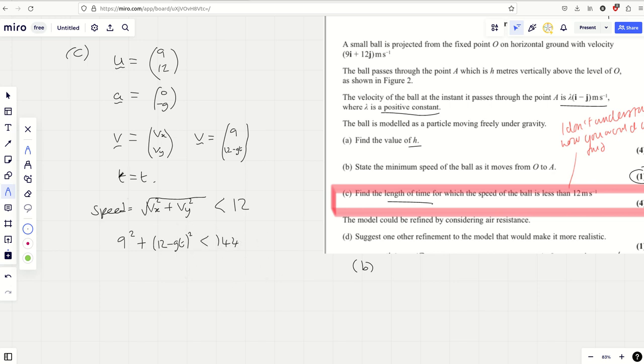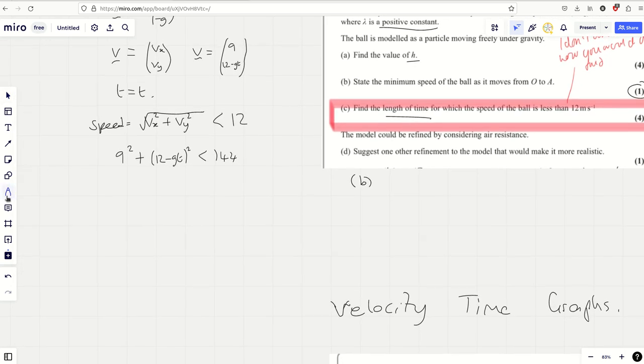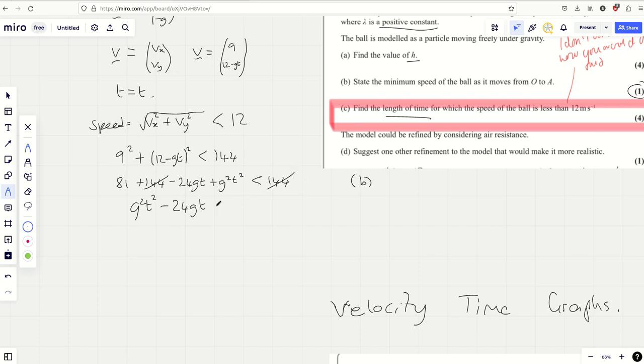Now this is looking suspiciously like a quadratic inequality. Let's multiply it out. We get 81 plus 144 minus 2 times 12 times gt, so that's minus 24 gt, plus g squared t squared, is less than 144. Now I'm going to bundle everything on one side so it's a more recognisable quadratic: g squared t squared minus 24 gt. The 144 here cancels with the 144 there, and we have a plus 81 on the end, is less than 0.